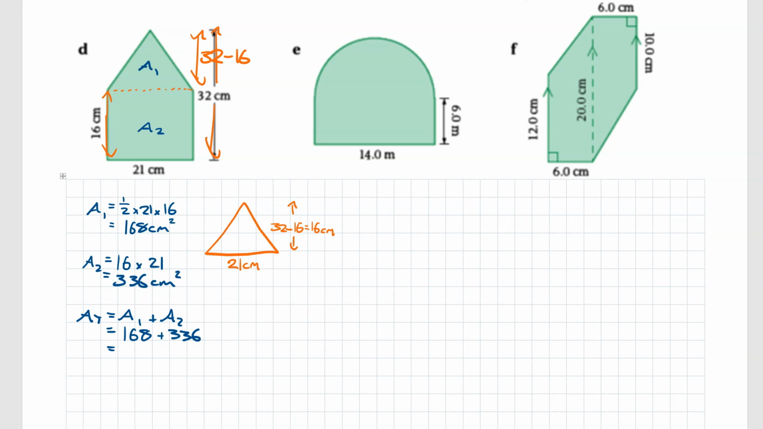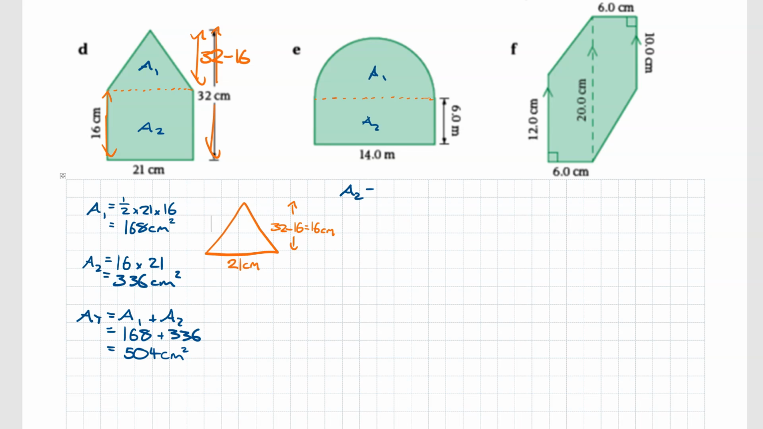And that comes out to be 504 centimeters squared. Alright, next shape, we've got what looks to be a rectangle with a semicircle, half a circle, sitting on top. So we'll call this A1 and we'll call this A2. In this instance, I'm going to go A2 first.